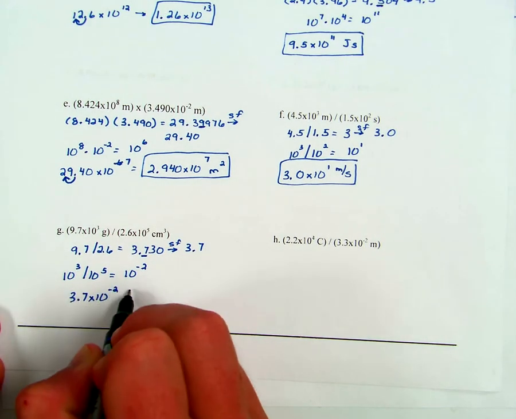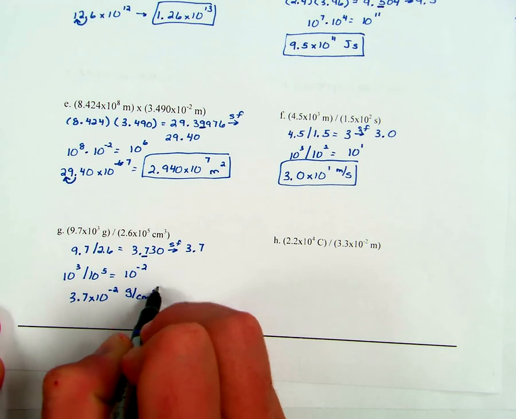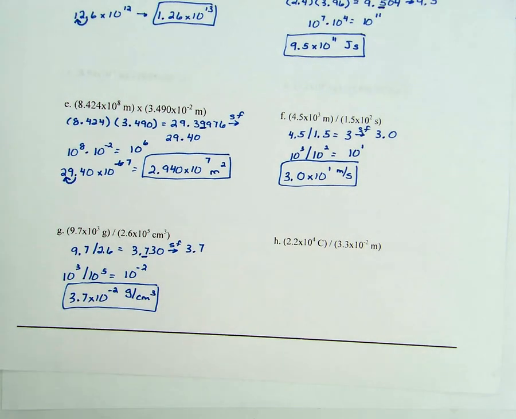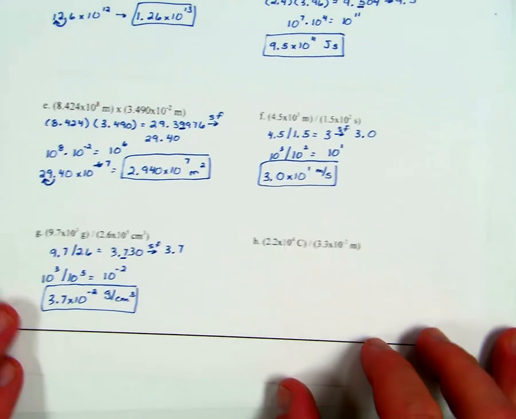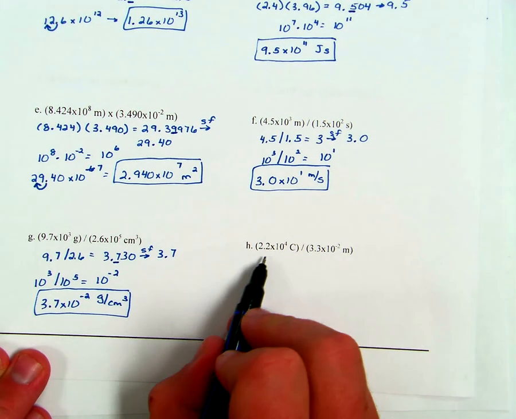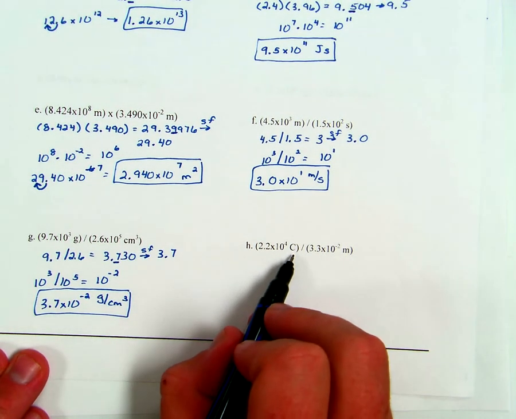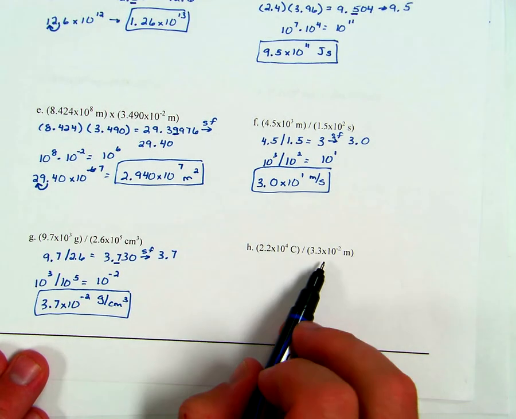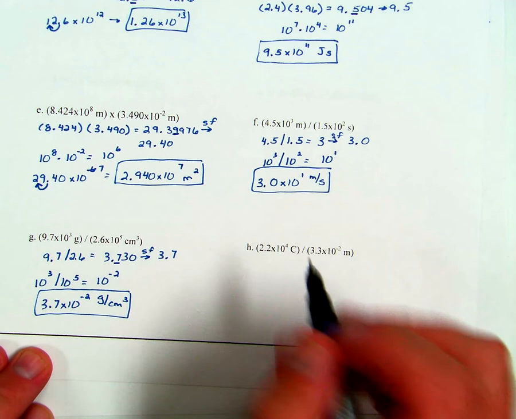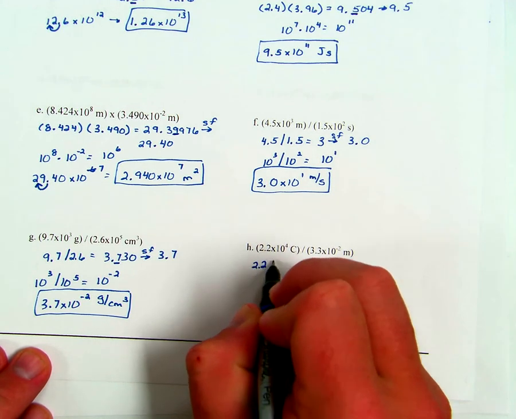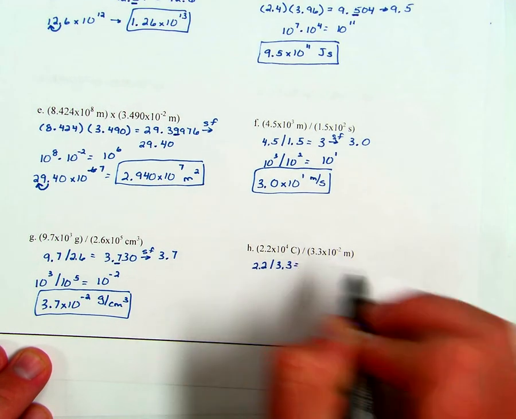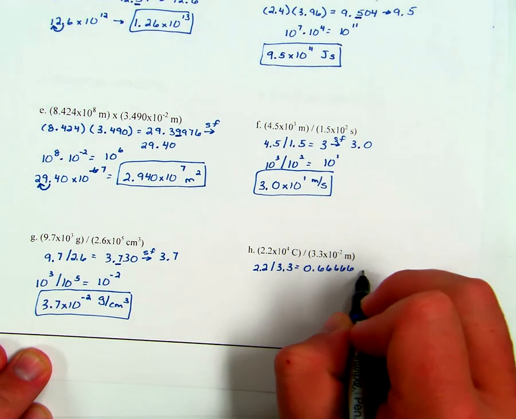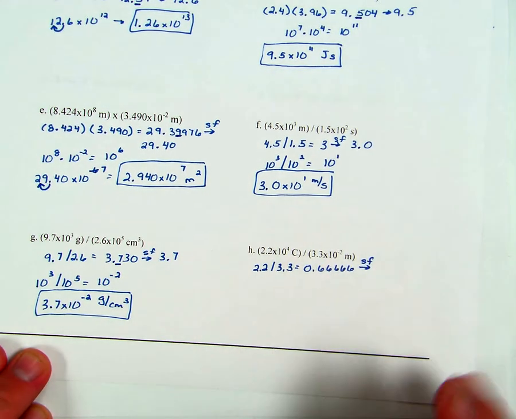Alright, last example with the division. 2.2 times 10 to the fourth. Capital C is coulombs. It's a unit of electric charge. Divided by 3.3 times 10 to the negative second. So I take 2.2 divided by 3.3. Your calculator is going to tell you 0.66666 repeating on forever. But as we know, our numbers can't actually go on forever because there is no exact measurement. Both of those are 2 sig figs. So to the second sig fig, that would be 0.67.